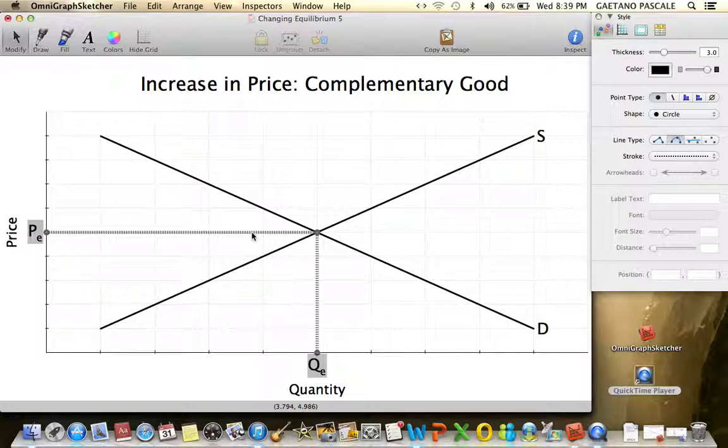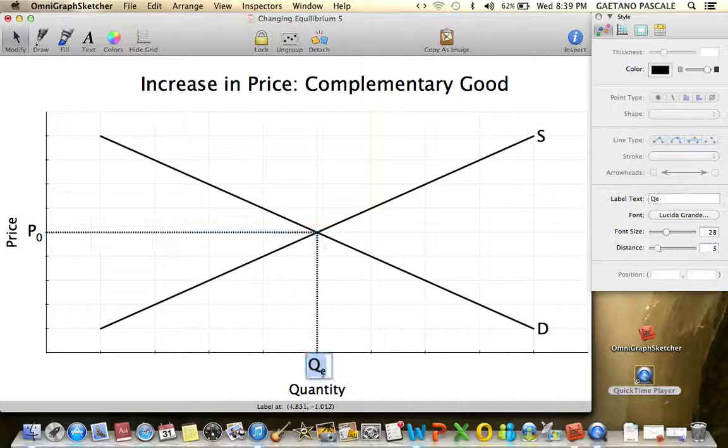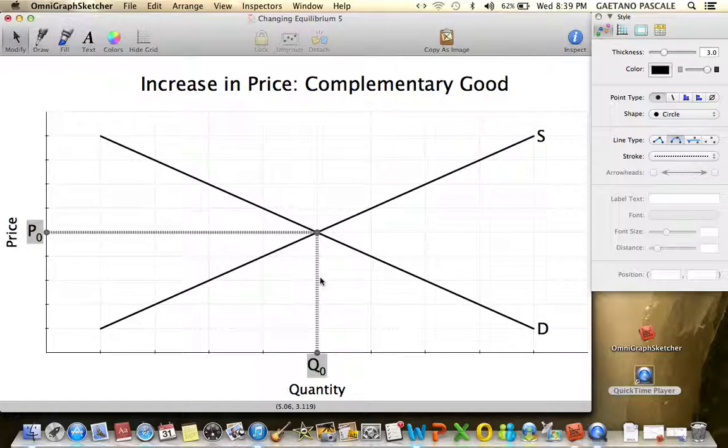So here's our equilibrium price and quantity. Again, we have an upward sloping supply curve and a downward sloping demand curve. Let me change this to P0 and Q0. So this is our starting point. Here's the original equilibrium prices and quantities.